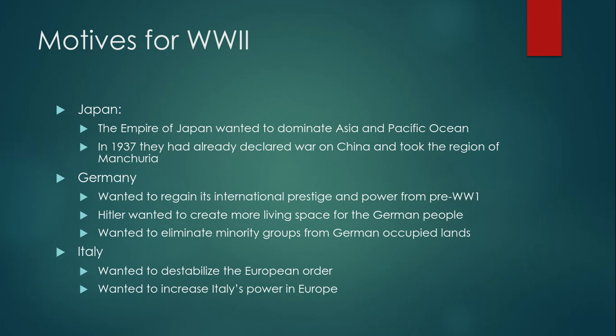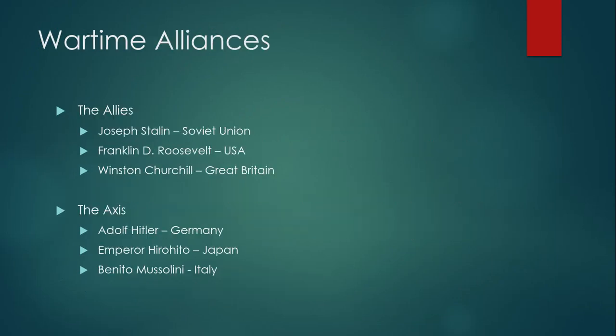They called this Lebensraum. So he wanted to eliminate minority groups from German-occupied lands. Italy: they wanted to destabilize the European order. They also wanted to increase Italy's power in Europe.